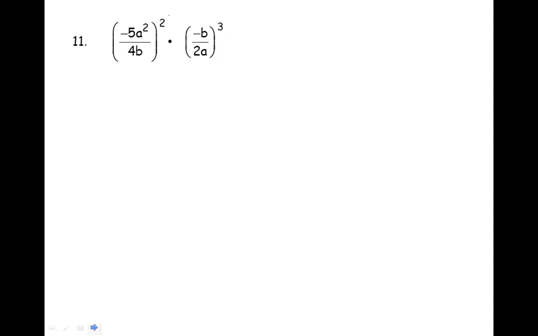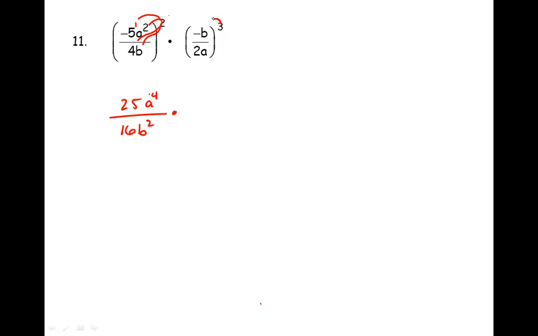Number 9, we have some exponent rules we need to use. We need to go ahead and distribute this 2 to the exponents on the top and to the exponents on the bottom. So when I do that, I get negative 5 squared, which is going to be positive 25. And then it's going to be a 2 times 2, which is a to the 4th. On the bottom, I'm going to have 4 squared, which is 16, times b squared. So that's my first term after I distribute into 2.